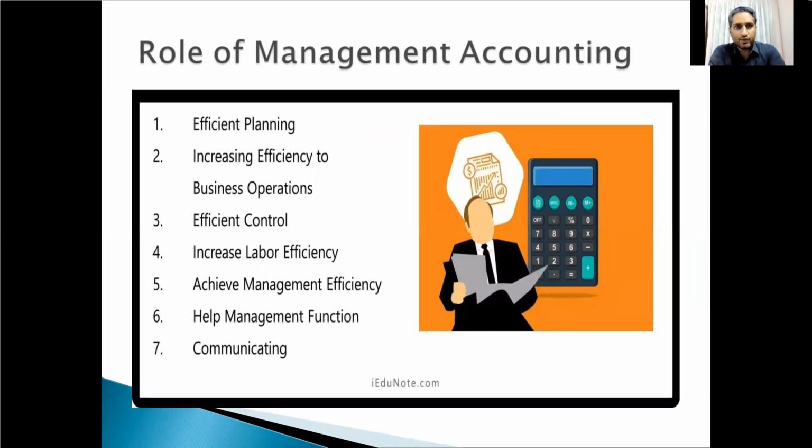Role of management accounting: it is for efficient planning, undoubtedly, increasing efficiency of the business operations. Control, the points I'm going to discuss, I think you have already covered in the book of management or organizational behavior, because management accounting is the affair of management. That's why similar points are covered here. To increase labor efficiency, to achieve management efficiency, help in management functions, and further communicating, to have good coordination between all the departments. There are a number of departments in the company like production, sales, purchase, finance, and R&D. To have a good relation with all the departments, the flow of information is a must. Then we will be able to understand where the problem lies and what the probable solutions are to tackle the situation.